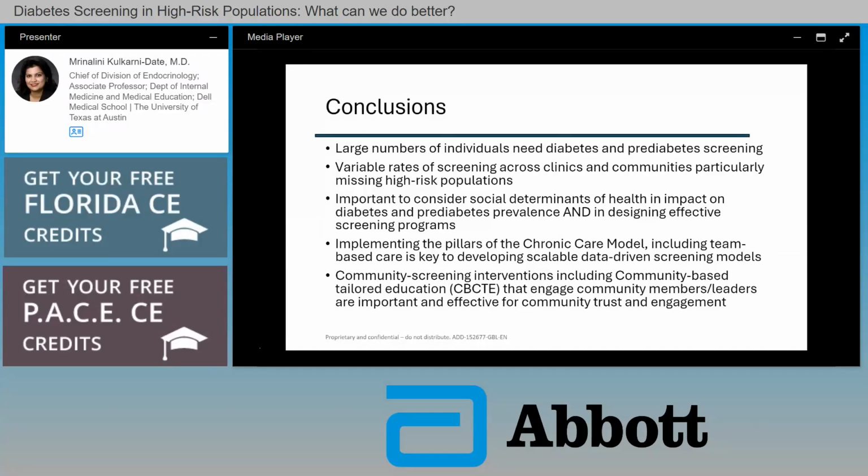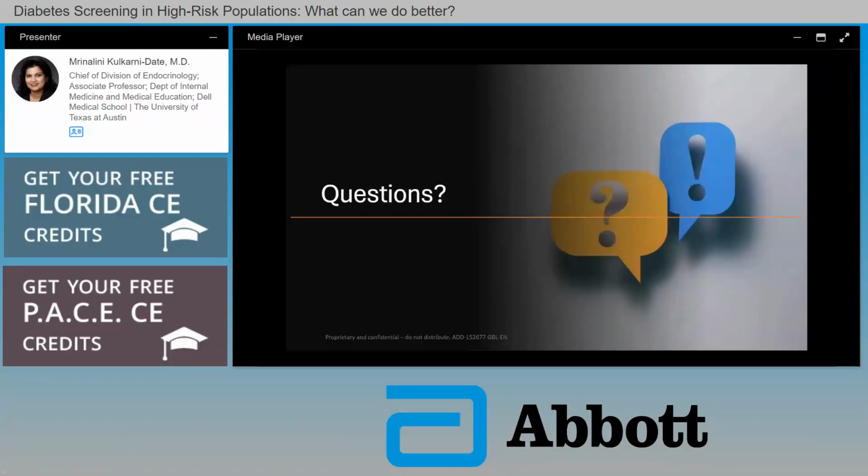And we believe that the chronic care model is important. The pillars of the chronic care model are essential to be able to implement, particularly team-based care, to developing scalable data-driven models. And then community screening interventions are really important, including community-based tailored education that engage community members and leaders are important for effective community trust and engagement. And I can't say more about how important community trust and engagement is going to be if we're going to be successful in improving our screening of individuals in the community. With that, I'm happy to take any questions.